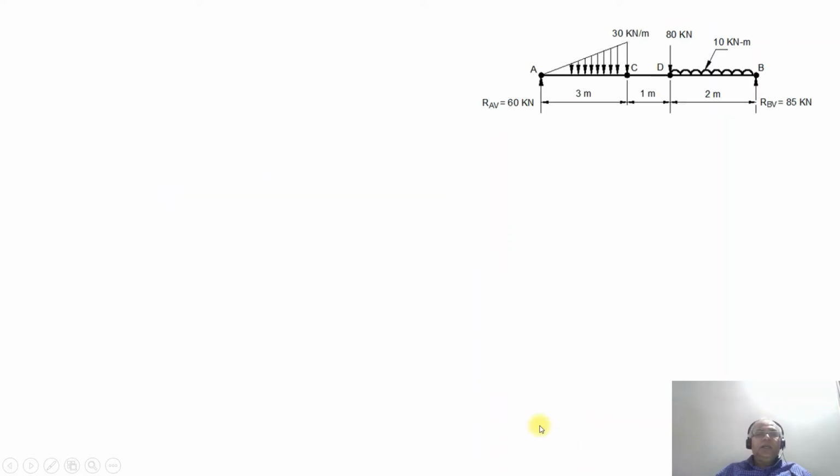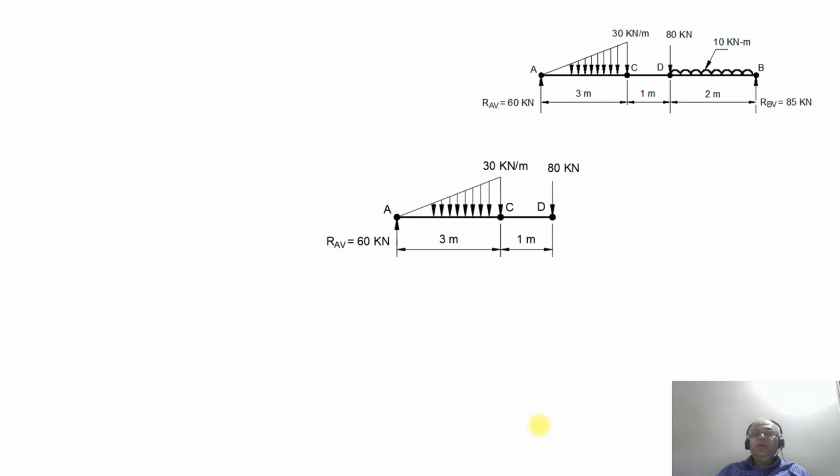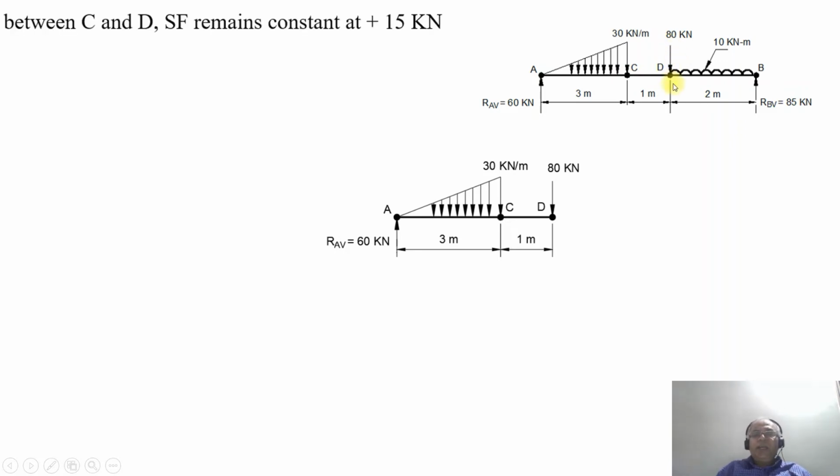So the next is consideration from here. Now we are going to consider the span of CD, and at the point D you have a vertical load. So between C and D, as there is no other load acting on the beam, the shear force remains constant at plus 15 kilonewton. At the point D, what happens? Plus 15 minus 80, so you get minus 65 kilonewton.